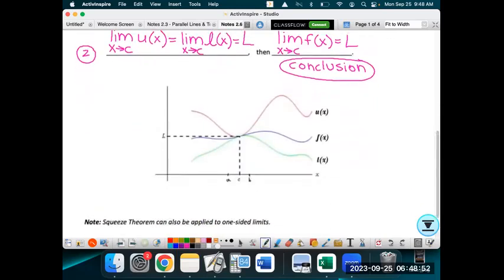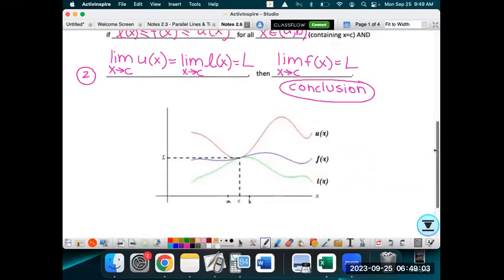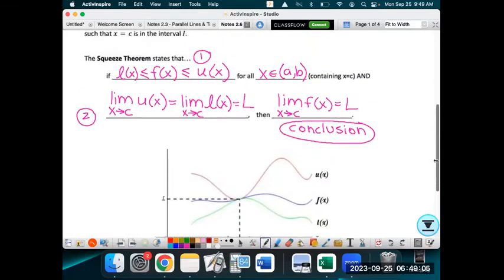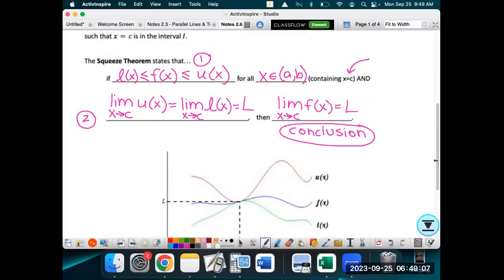And one thing that I would like to note that I have written below this, the squeeze theorem can also be applied to one-sided limits. That is perfectly okay. It doesn't necessarily need to be overall limits. You can do the same thing with one-sided limits. And I will also say c could technically be one of the endpoints as well.